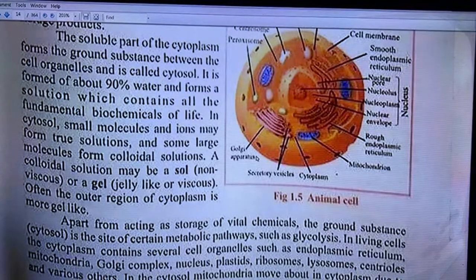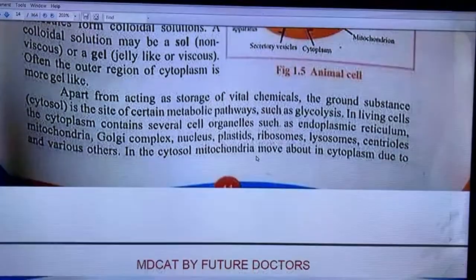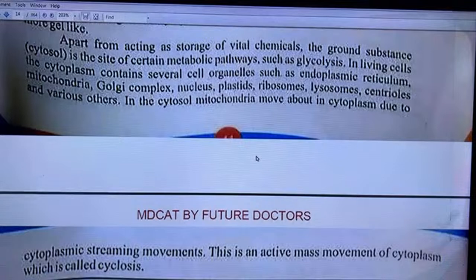It is formed of about 90% water and forms a solution which contains all the fundamental biochemicals of life. In cytosol, small molecules and ions may form true solutions, and some large molecules form colloidal solutions. A colloidal solution may be a sol, non-viscous, or a gel, jelly-like or viscous. Often, the outer region of cytoplasm is more gel-like. Apart from acting as storage of vital chemicals, the ground substance cytosol is the site of certain metabolic pathways such as glycolysis in living cells.